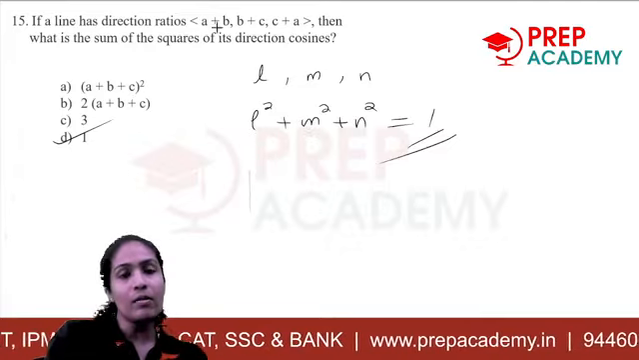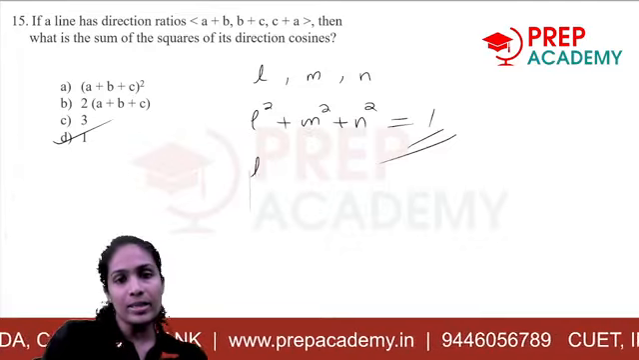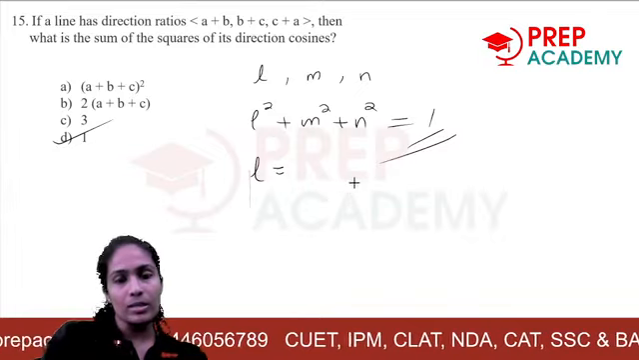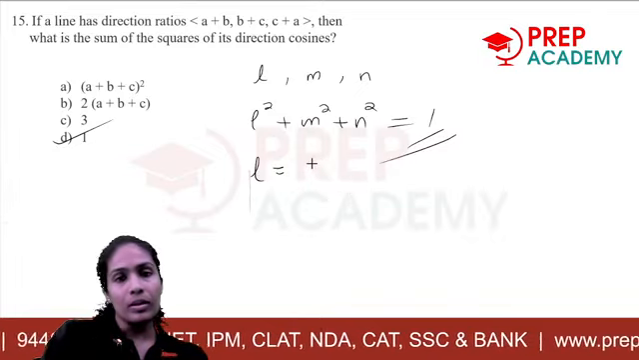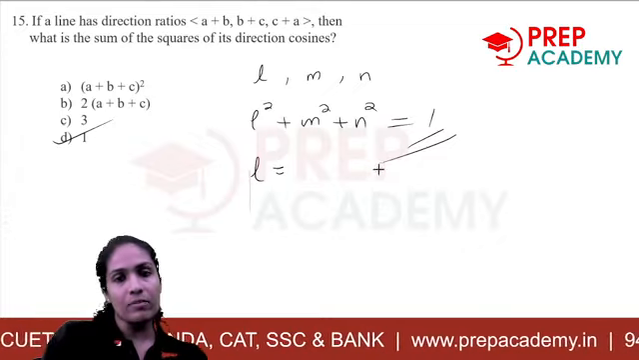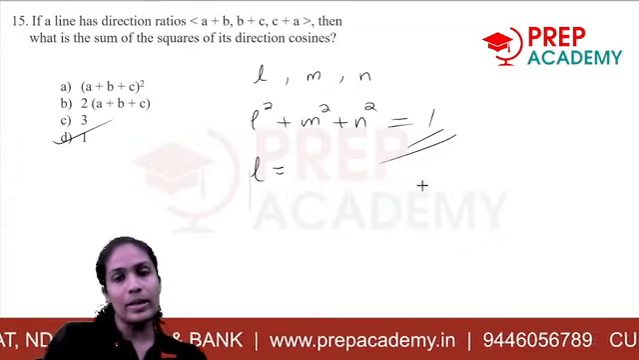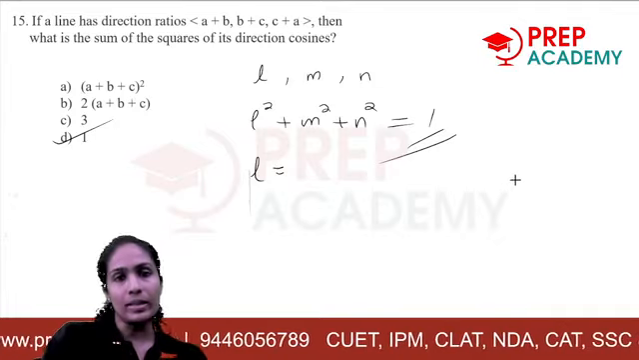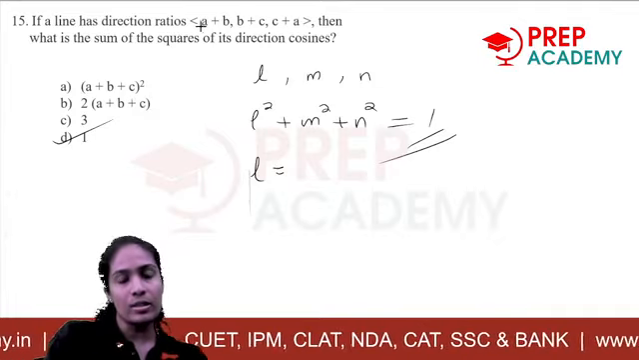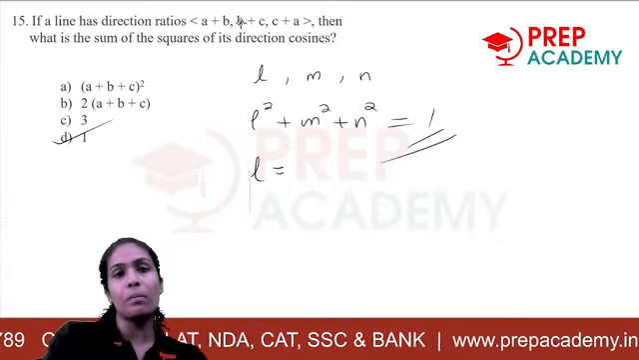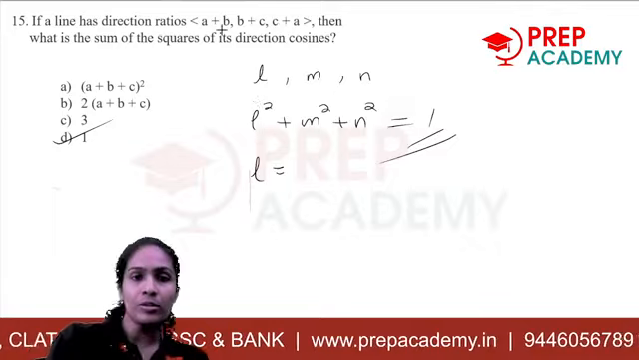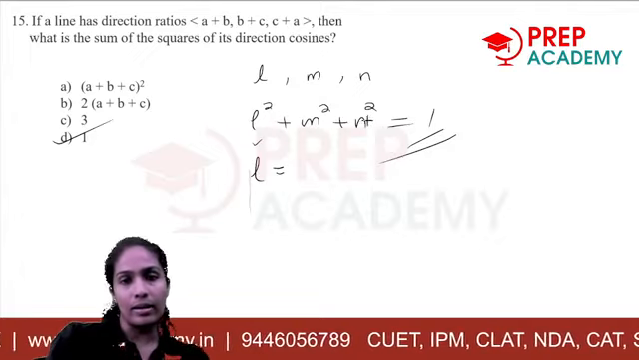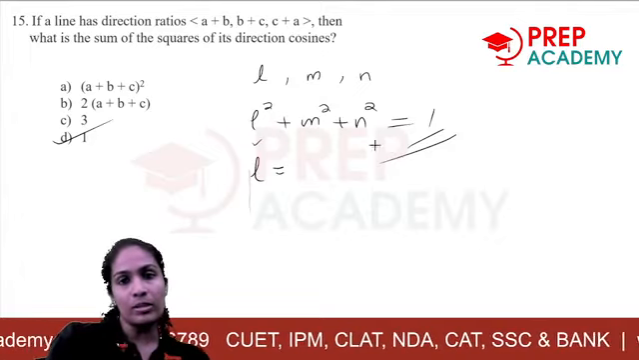Or you can solve the same by finding L, M and N. L is defined as direction ratio A by root of A square plus B square plus C square. M is defined as B by root of A square plus B square plus C square and N is defined as C by root of A square plus B square plus C square, where A, B, C are the direction ratios. Here, instead of A, the first direction ratio is A plus B, second ratio is B plus C and third ratio is C plus A. You can use the direction ratios to find the values of L, M and N and find the squares and then add. Even if you use that method, the final answer will be 1.